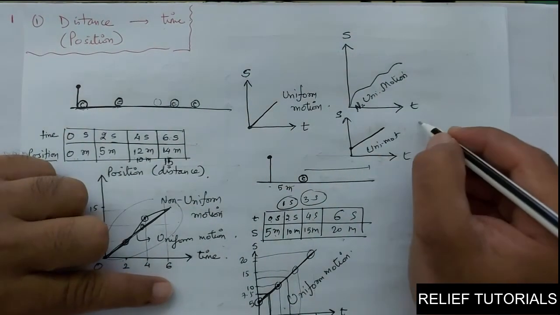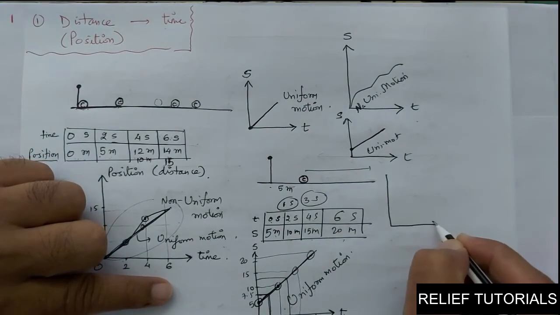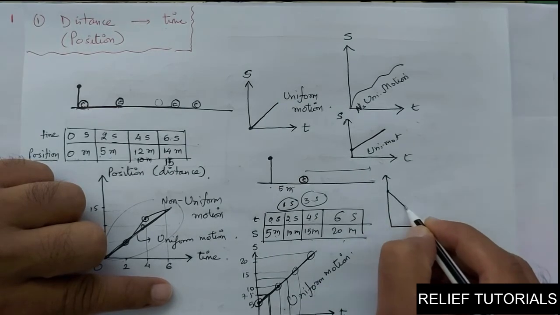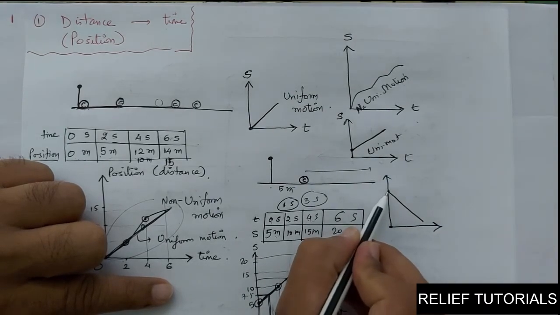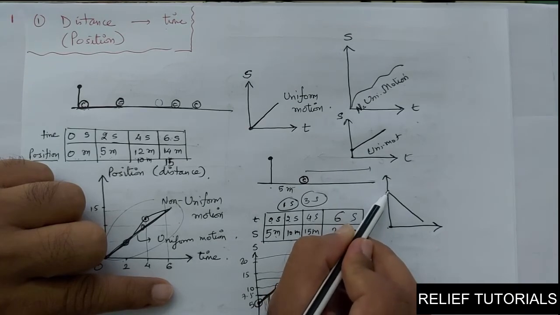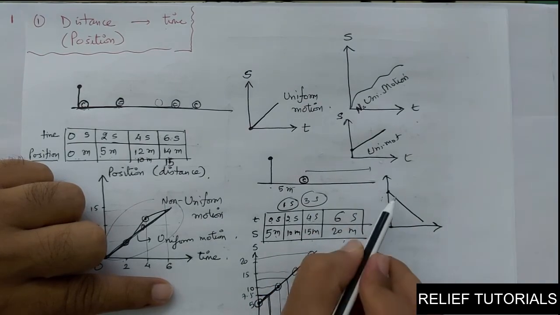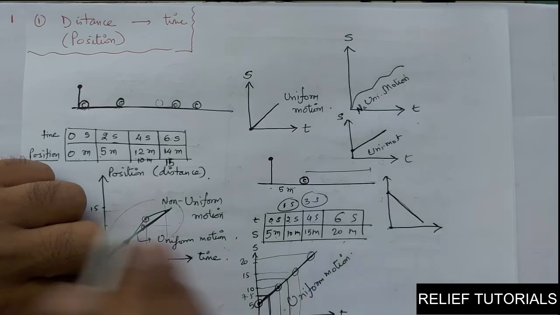Okay, if I say the graph is like this, there are a number of types of graphs we can see. If I say the graph is like this, look at this. What does it indicate? First of all, the first point is very far away. So it means the particle is initially at a very far distance from the reference point, and look, the graph is moving in reverse, meaning it is coming towards the reference point.